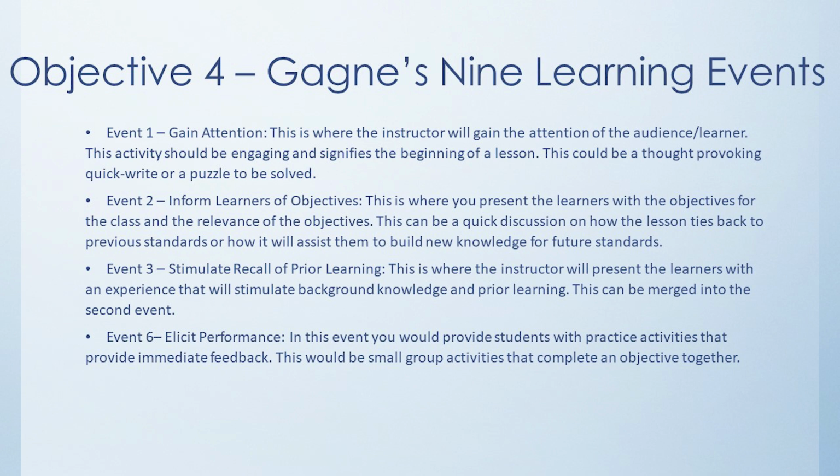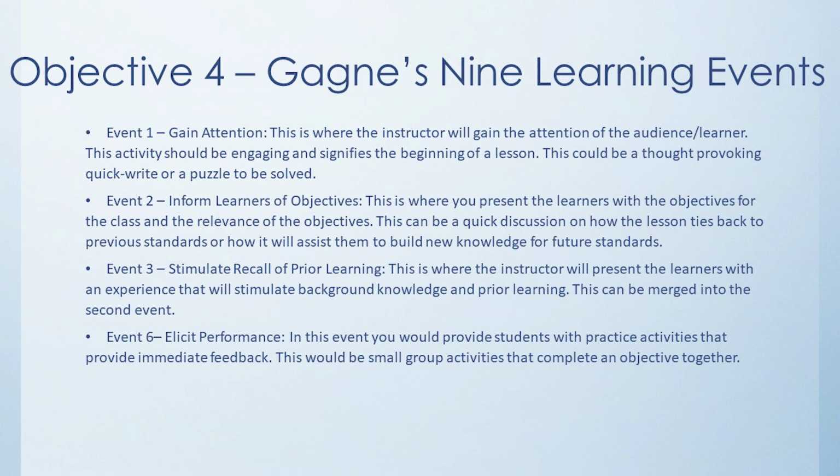Event number 2 is informing the learners of the objectives. This is where you present the learners with the objectives for the class and the relevance of the objectives. This can be a quick discussion on how the lesson ties back to previous standards or how it will assist them to build new knowledge for the future standards.